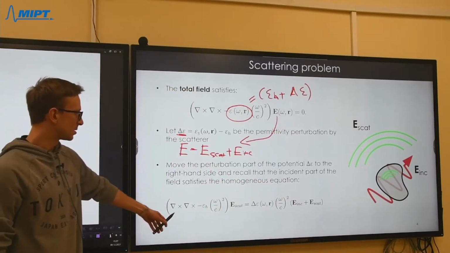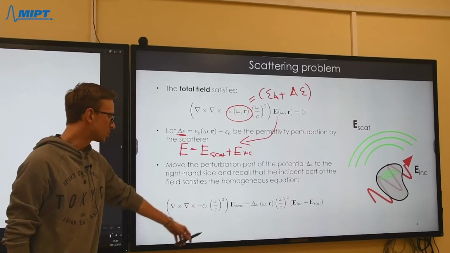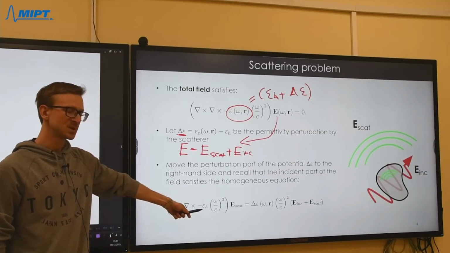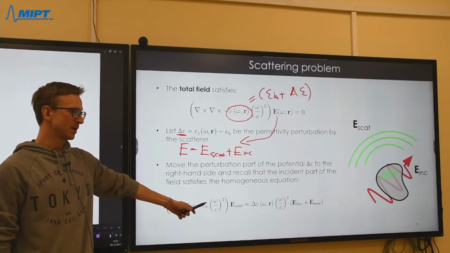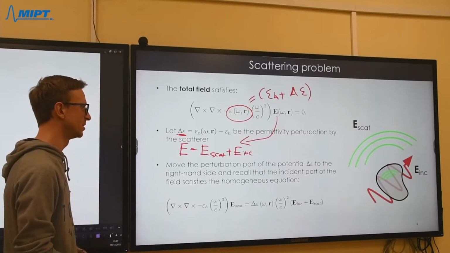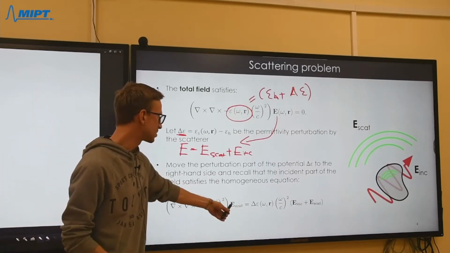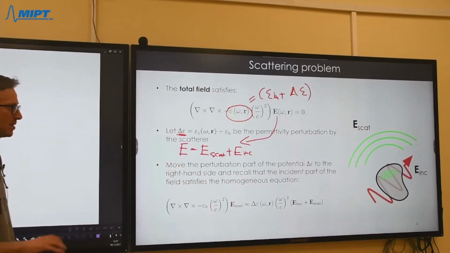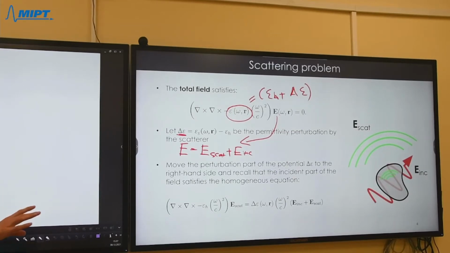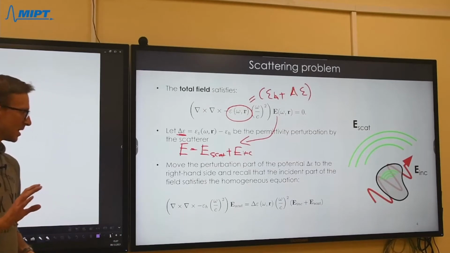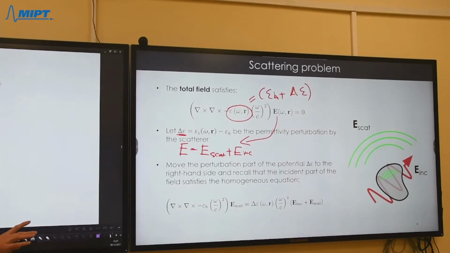So here we have what looks like a wave equation for free space. Notice we have only epsilon host here. We do not have epsilon of the object. This is the permittivity of the host medium, of the environment. And this acts on the scattered fields. And then we have something on the right-hand side. This has been a very important manipulation in these equations. This is one of the crucial steps in formally solving the scattering problem.